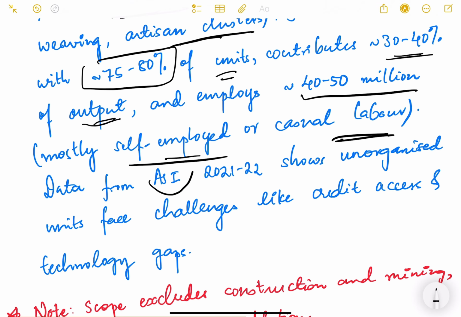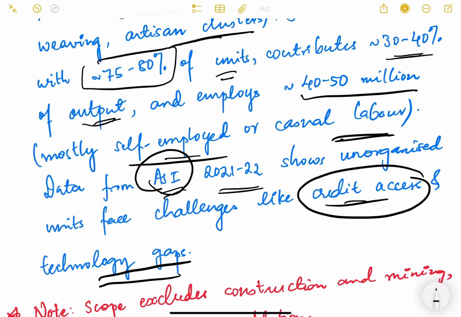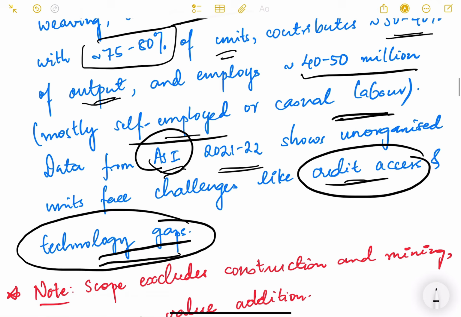And data from the Annual Survey of Industries, that is ASI of 2021-22, shows that unorganized units face challenges like credit access and technology gaps. So these are some of the issues because they are unorganized, they are informal, so they don't get bank loans easily, and it is very difficult for them to adopt the technology and machinery also, because they don't have that much capital.